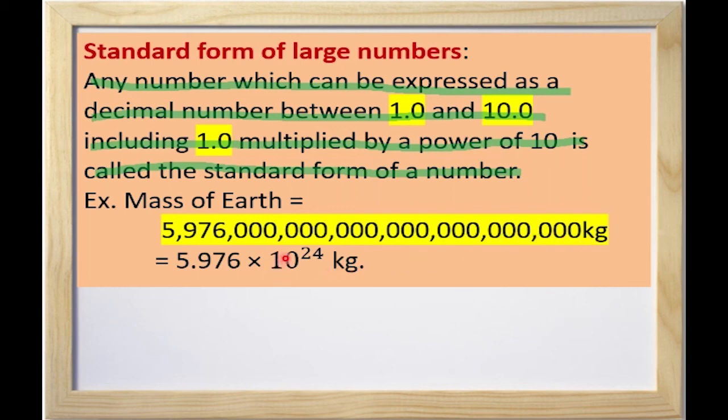So we will just write into 10 raised to the power of 24 kilograms. That is, the mass of Earth is given by 5.976 into 10 raised to the power of 24 kilograms. In this way, we can write huge numbers in a very, very short manner. Is it clear, children?